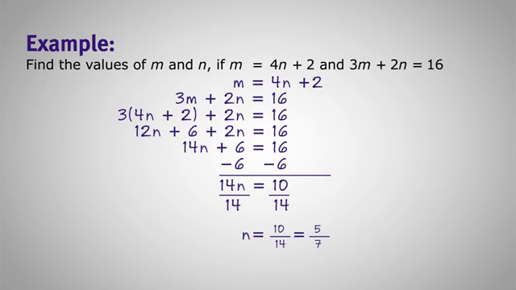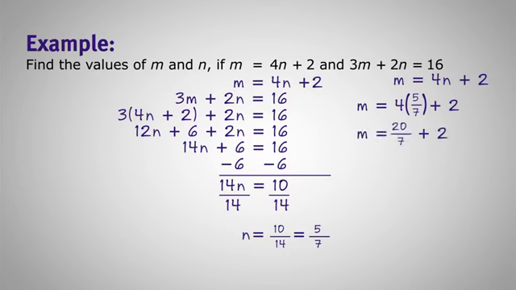Take the value of n, 5 over 7, and plug it into the first equation in order to solve for m. So plugging that number in, we get m equals 4 times 5 over 7 plus 2. Multiply 4 times 5 over 7 to get 20 over 7 plus 2. And then we're going to need to change 2 so that it has a common denominator with the first fraction. 2 can be converted to 14 over 7.